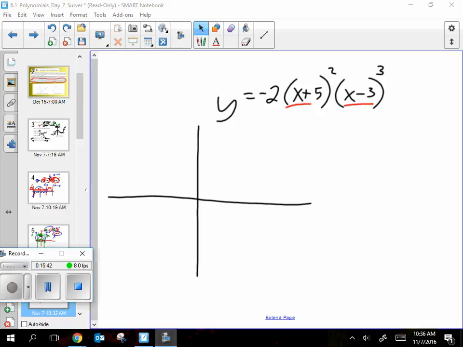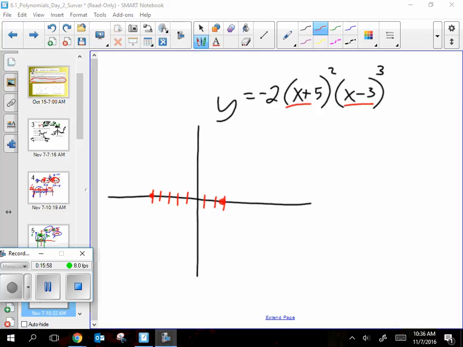Okay, let's see how you did on this one. I hope you had it hit at 3, and I hope you had it hit at -5. If you got nothing else right, those 2 points should be right. They're the what? Roots, x-intercepts.